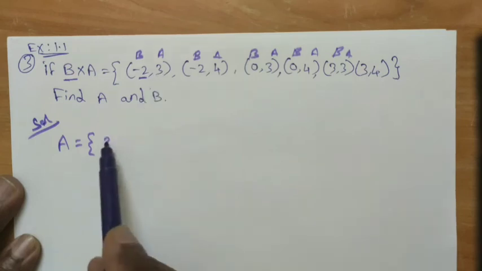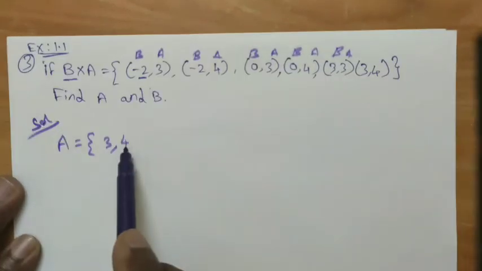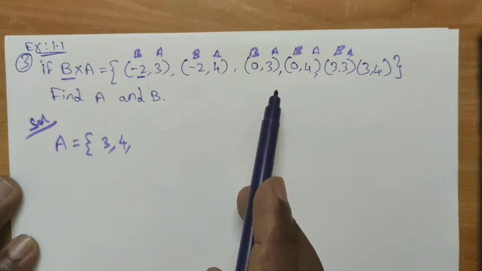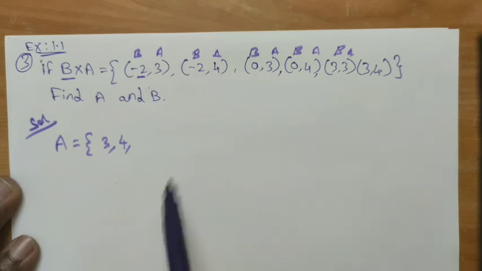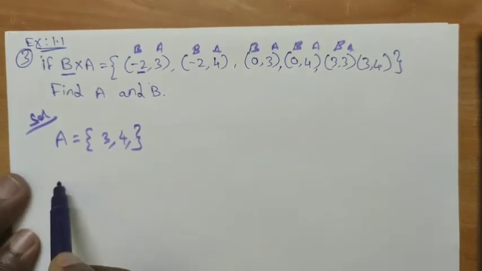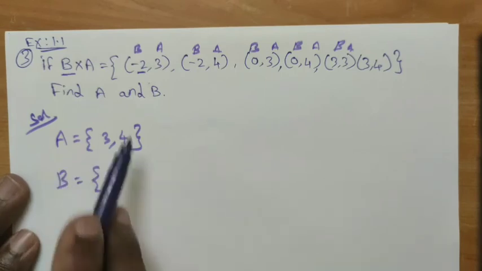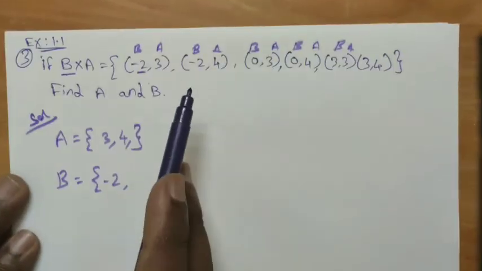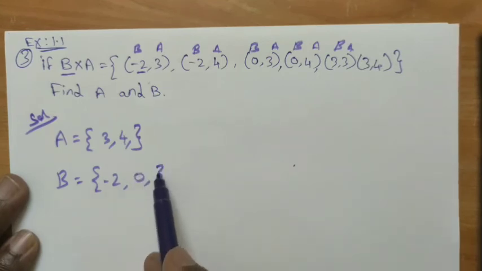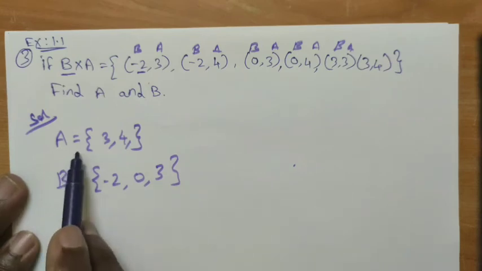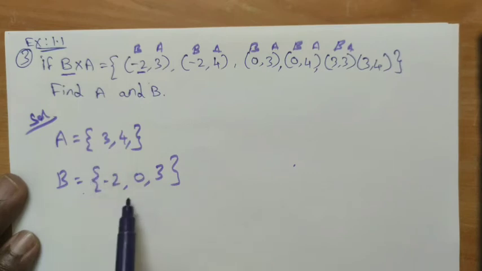A is here 3, here 4, here 3 — it cannot be repeatedly written in the set form, right? Then 4, again 3, again 4. So the elements of set A are 3, 4. The elements of set B are -2, again -2 cannot be repeated, and then 0, 3. So repeated elements should not be allowed in a set. So set A is equal to {3, 4} and set B is equal to {-2, 0, 3}. This is the answer for this question.